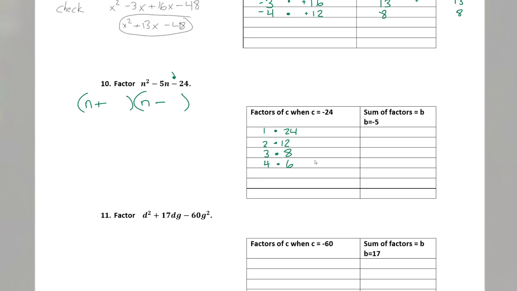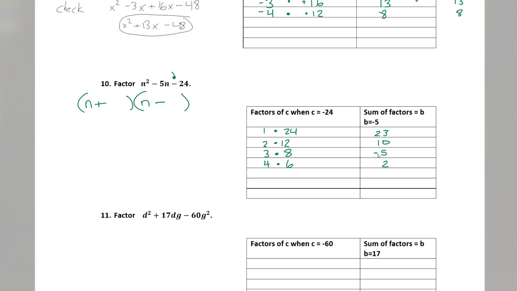Right? Now let's just take the difference between each one, and then we'll go about which one gets the sign next. So let's take the difference between the two factors. So 24 minus 1, 23. 12 minus 2, 10. 8 minus 3, 5. 6 minus 4, 2. Now we were looking for a negative 5, so here's our 5. We need to make it a negative.